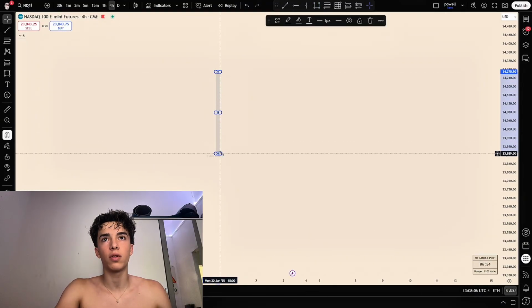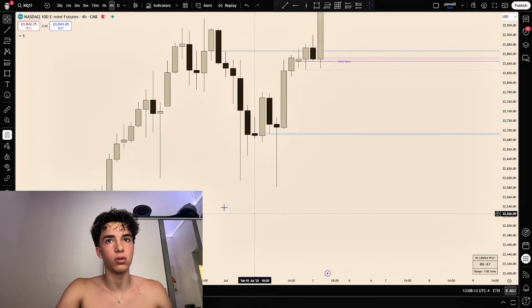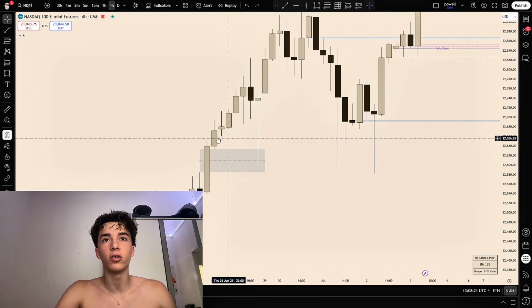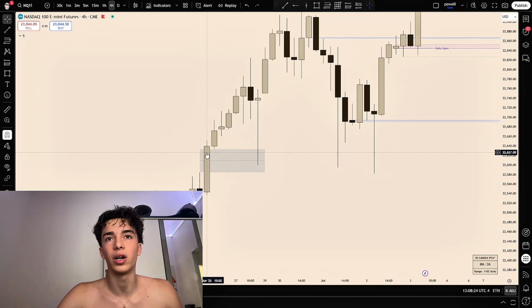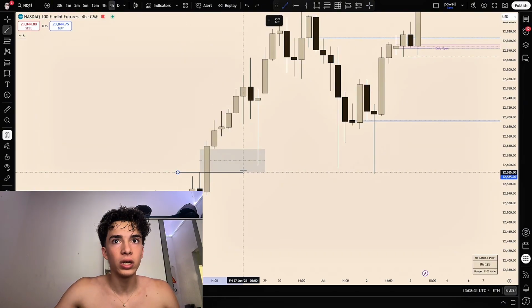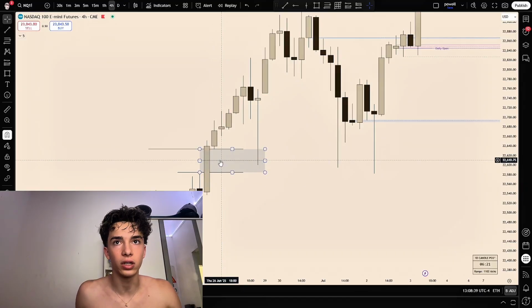What is a fair value gap? I'm just going to do an example on the chart. Okay, that's a fair value gap. Why is that a fair value gap? Because it's a 3-candle pattern. We have the first candle here, the wick. We mark out the wick of the first candle and the wick of the third candle, and as you can see here we have a void between the wicks. That's the fair value gap.